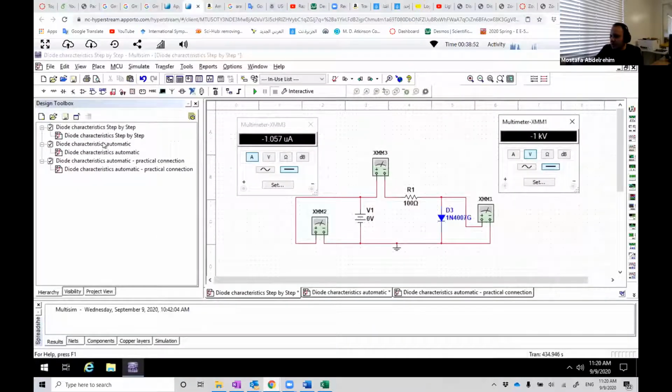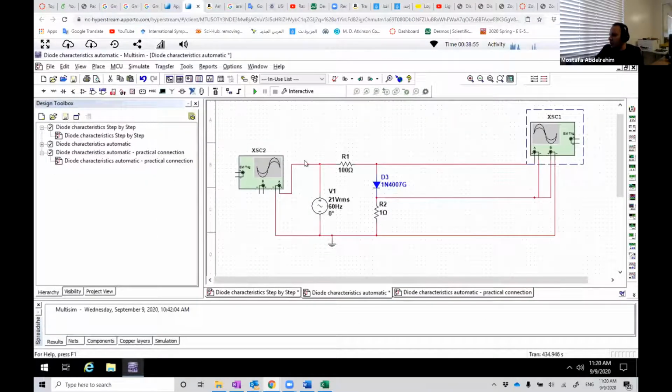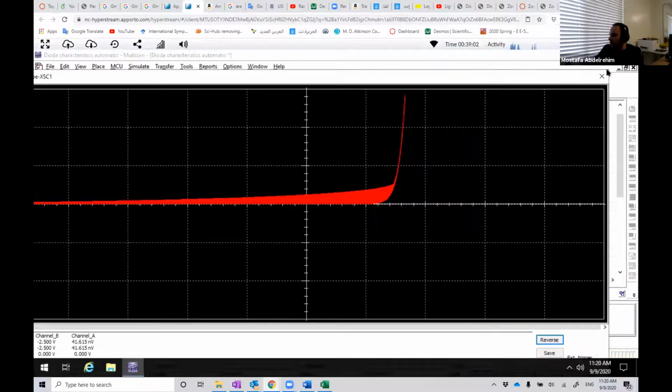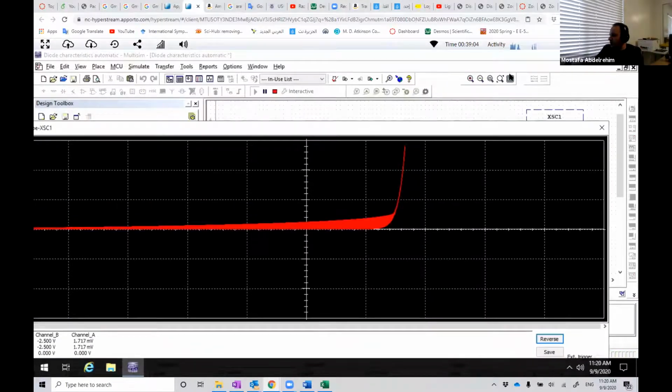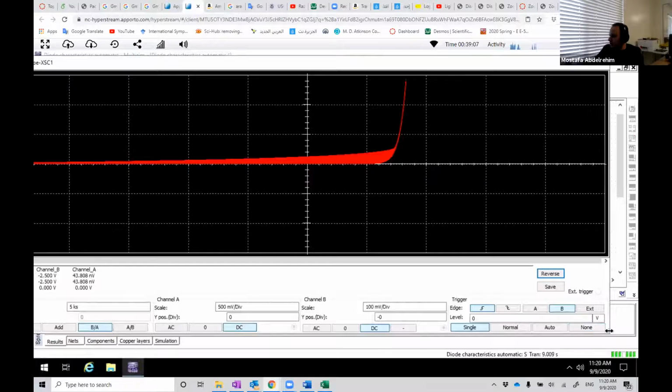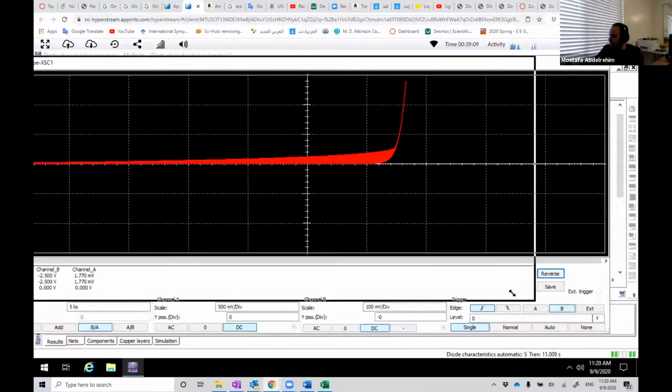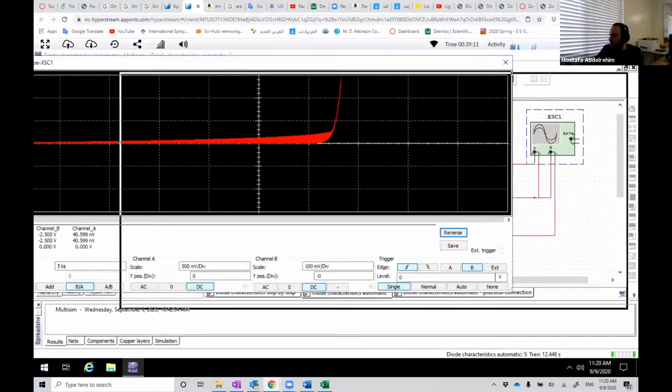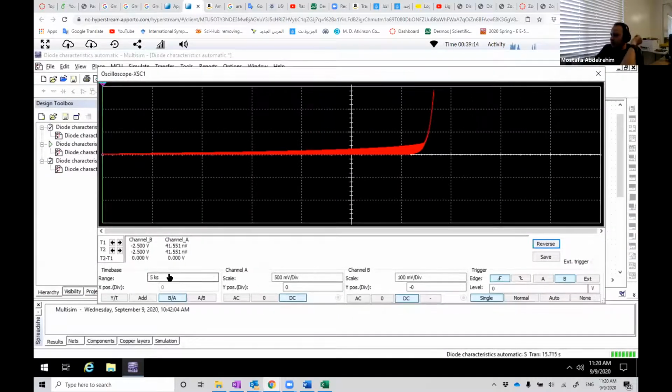So I have here the automatic connections. What I need is just a click, then double click here, and I have it. That's very nice. Just let me make it a little smaller. If I decrease this, it will not be good. So that's good, that's fine.